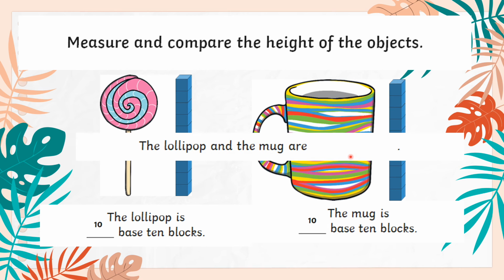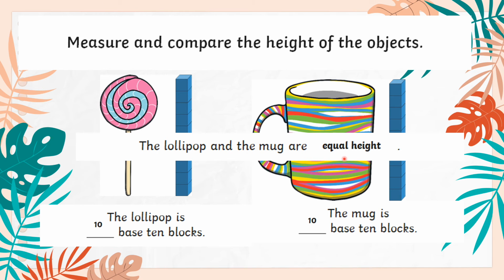So what are we going to write here? The lollipop and the mug are... who's going to tell me? Let's wait for you to think of the answer. We are going to write equal height.